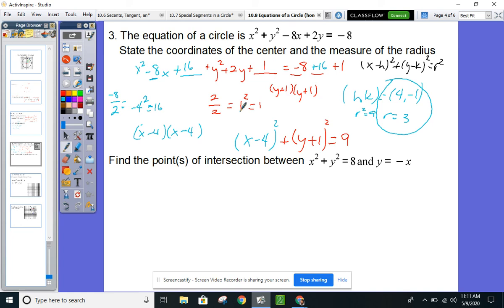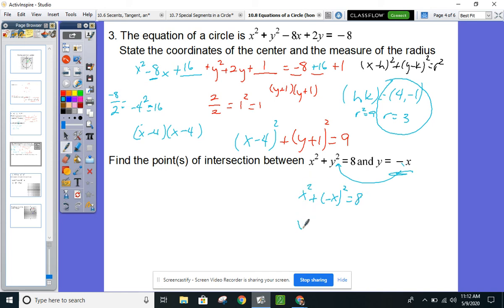All right, so find the point of intersection between a circle, x squared plus y squared equals 8, and a line, y equals negative x. This is actually a lot easier than we see. So let's look at this. If we know y equals negative x, let's just take this and substitute it right there. All right, so that means x squared plus negative x squared equals 8.